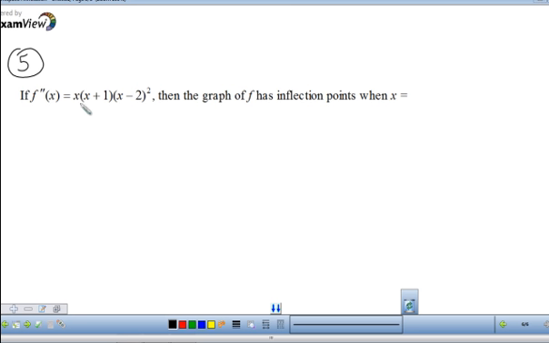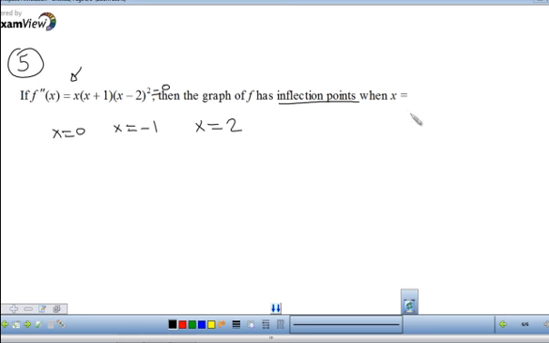Okay, if the second derivative is given by this, then the graph has a point of inflection when... I'm already given the second derivative, so all I have to do is find where the second derivative does not exist, which since I don't have a fraction or square root, I don't have to worry about, and where the derivative is equal to 0. So it is equal to 0 at x equals 0. It's already factored for you. x equals negative 1 and x equals 2.